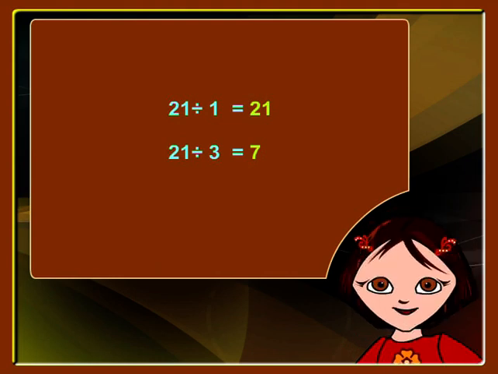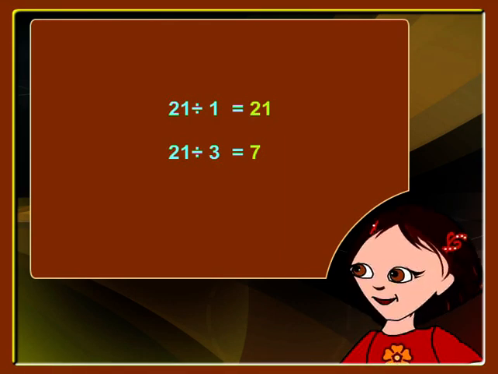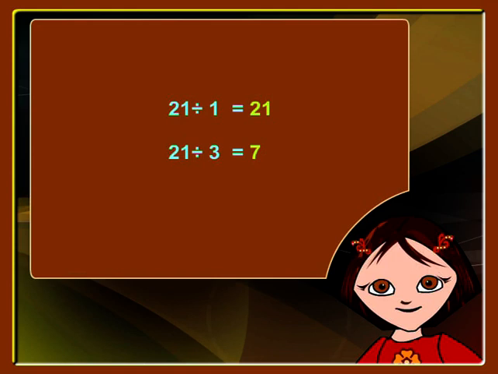2 does not divide 21 completely. We move to 3. 21 divided by 3 is equal to 7. 4, 5, 6 do not divide 21 completely. We go on to 7.